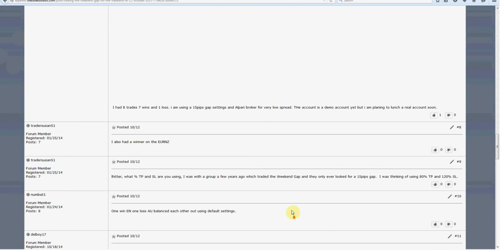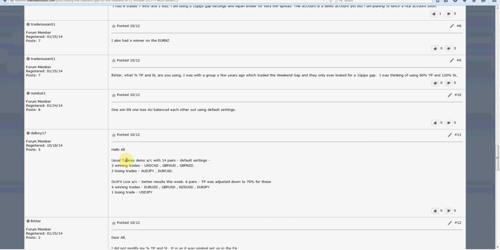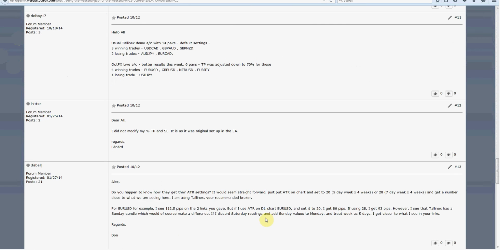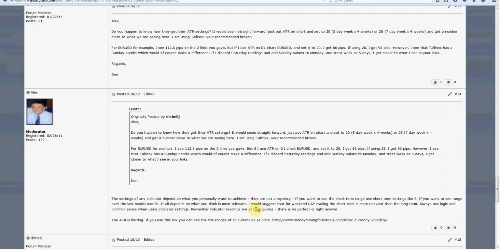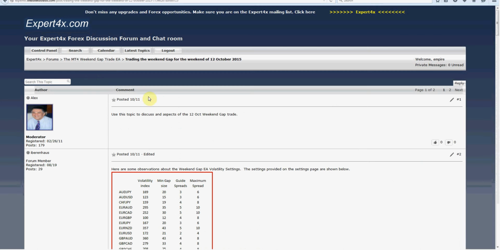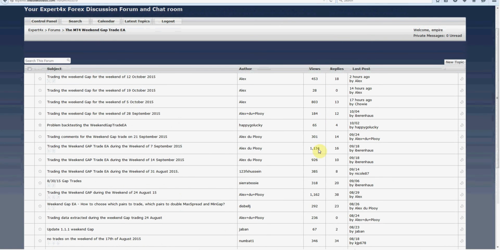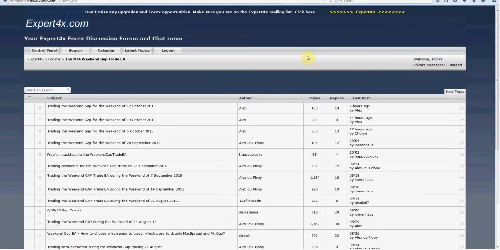Okay, so as you guys can see here, lots of nice winning trades. Here's somebody using TalentX who had 3 winning trades, 2 losing trades. Let's see here, OCTFX had 4 winning trades and 1 losing trade. So definitely lots of good results here. Once you purchase the software, you'll have access to the forum, and you'll be able to go back through each week and see how everyone's results were. You'll also be able to talk to some of the other people that are using the software here.